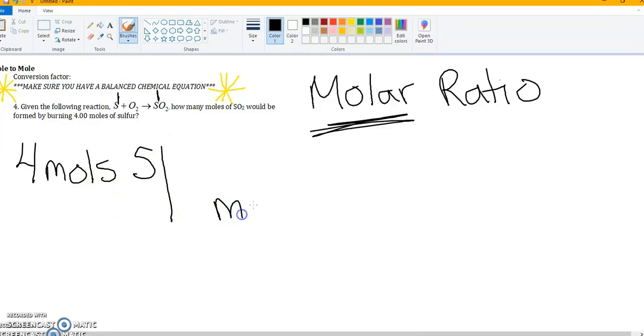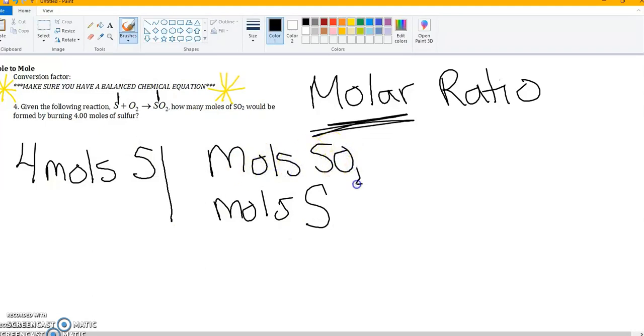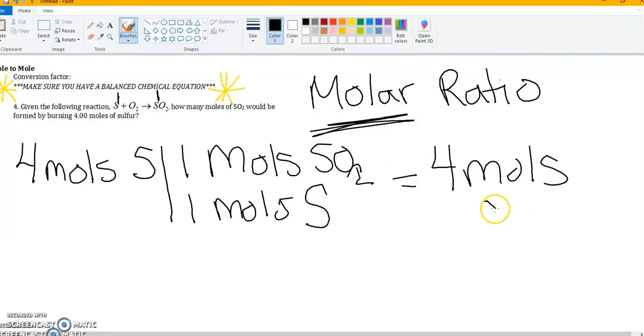I'm going to put moles of sulfur here on the bottom so that my moles of sulfur and my moles of sulfur cancel out. And then I'm going to take my moles of SO2 up here at the top because that's what I want. And it is a 1-to-1 ratio. And now I know that I need 4 moles of sulfur to make 4 moles of SO2. Pretty straightforward, pretty easy, but this way of setting it up with dimensional analysis will make sure you always get it right.